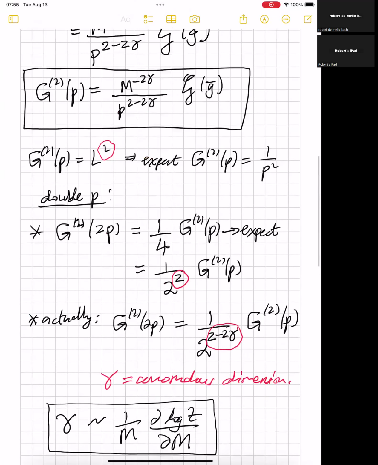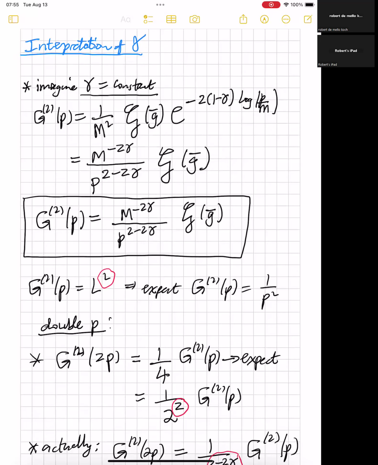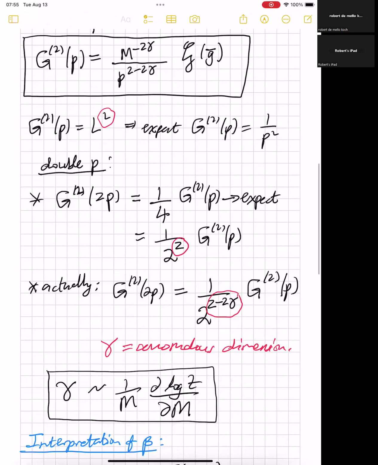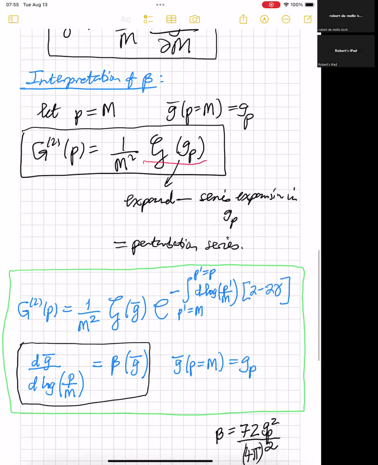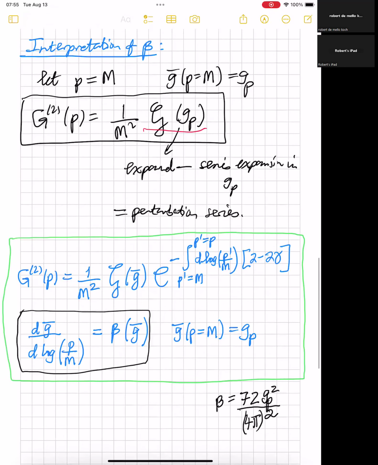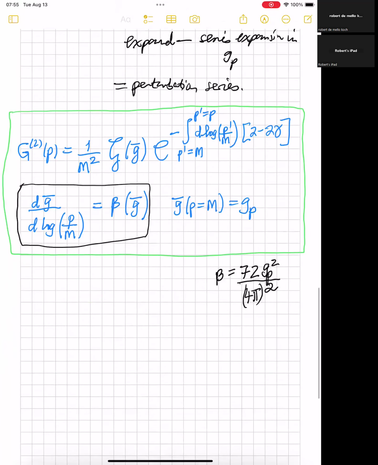The anomalous dimension we interpreted, and we learned that the anomalous dimension is related to the wave function renormalization. And the anomalous dimension tells us how the field strength changes as we flow to low energies. The beta function tells us how the coupling constant changes as we flow to low energies. And g bar is the coupling constant at the scale p. So this is the running coupling. g bar is the running coupling.